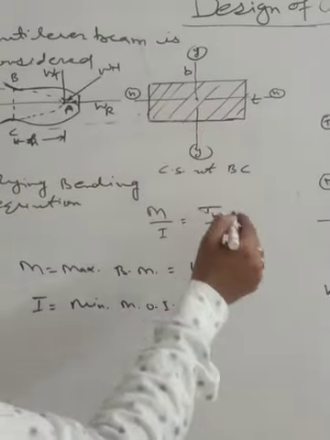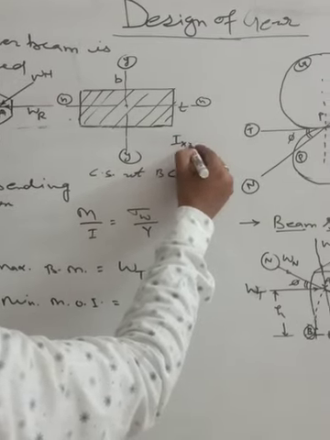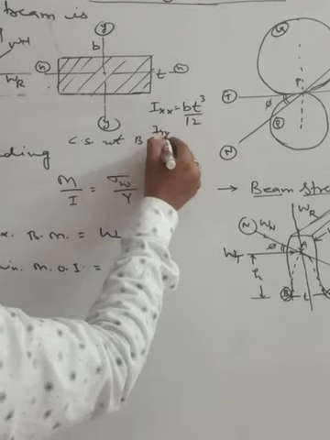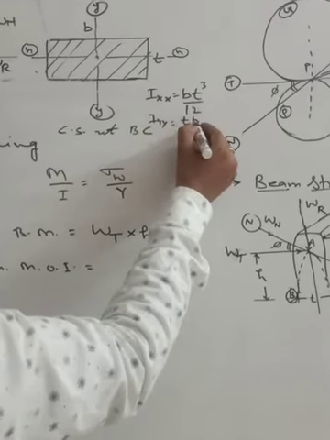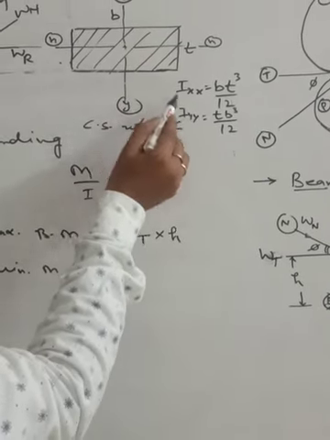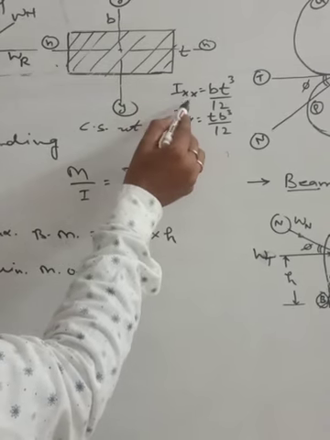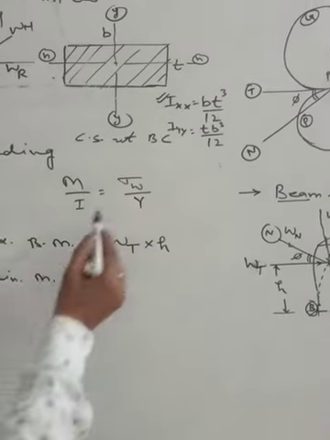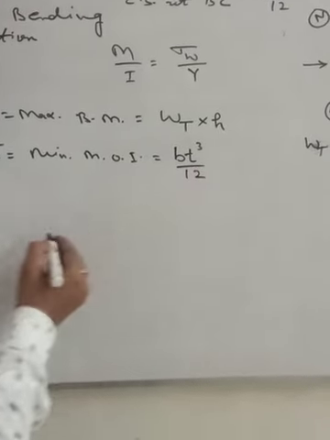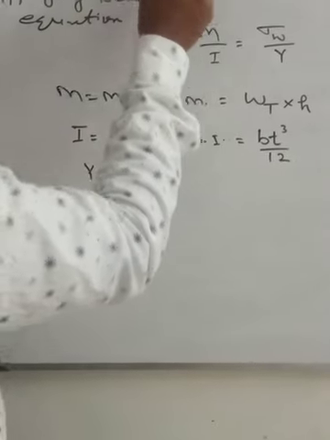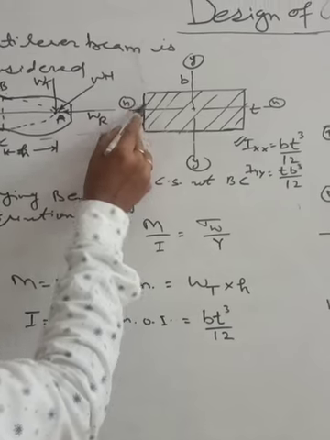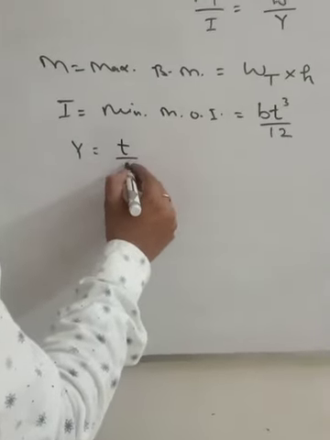Now from this figure, if we find the value about the x-axis, then it is Bt cube upon 12, and the value about the y-axis is Tb cube upon 12. But we have to choose the minimum value. This is our minimum moment of inertia. That's why we are using this I as Bt cube upon 12, and this y, we know that the distance of the outer layers from the neutral axis, is T by 2.